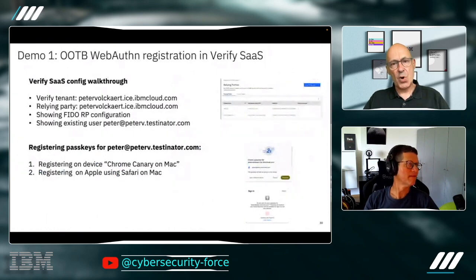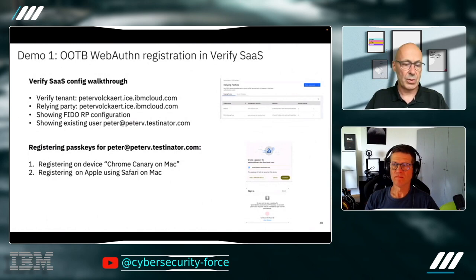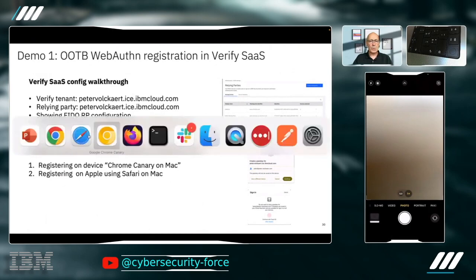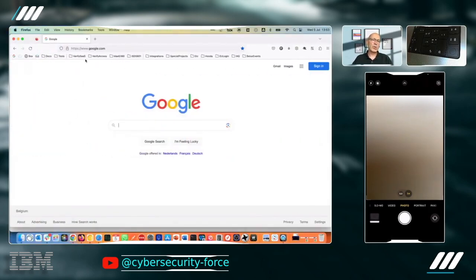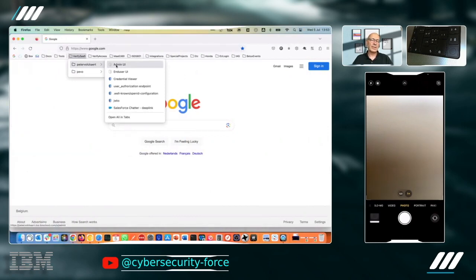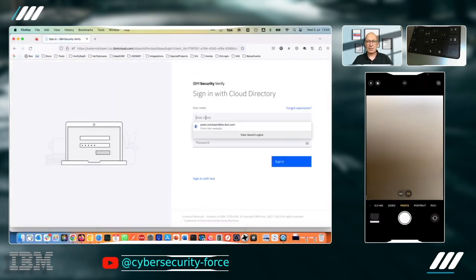So first demo, what I'm going to do is I'm going to log in as an administrator on Verify SaaS and show you around on what I've prepared to do the demo. And these are in fact two things. There's a configuration to do, and next there's a configuration related to FIDO. And then there's of course an existing user. Let me show you around. If you can switch to demo again. Demo, okay. Then I will switch to my Firefox and log in to the tenant on Verify SaaS that I will be using for the demo.